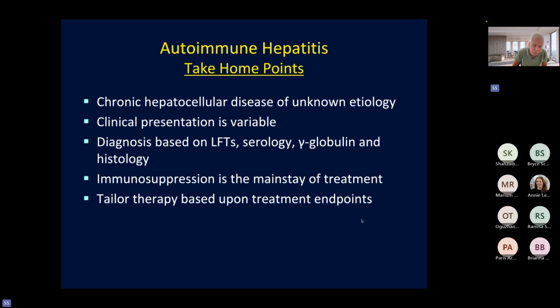So what are the take-home points? Autoimmune hepatitis is a chronic hepatocellular disease of unknown etiology. Its clinical presentation is variable. Its diagnosis is based on serologies, common laboratory liver chemistries, gamma globulin, and histology. Immunosuppression is the mainstay of treatment. And again, you will often need to tailor your therapy based on the treatment endpoints that we've discussed.